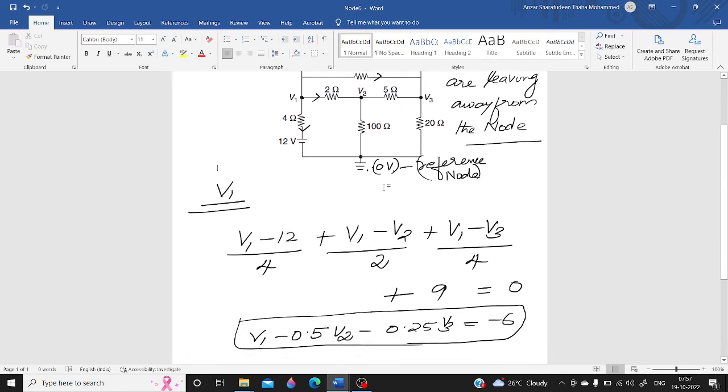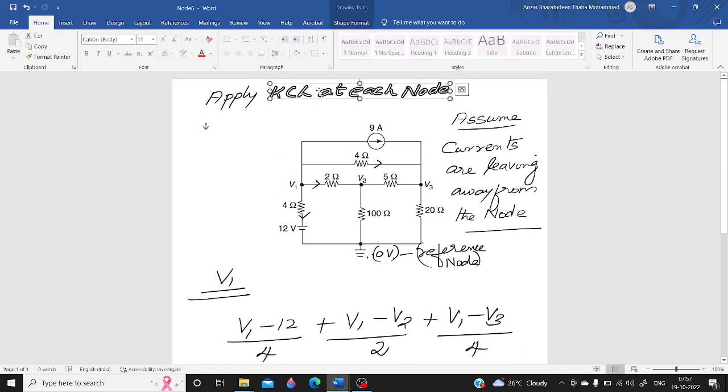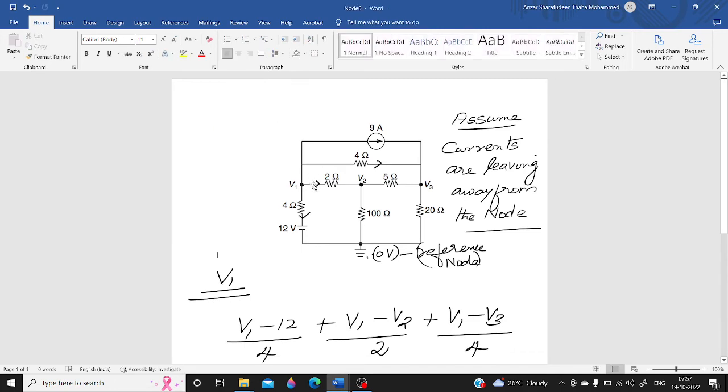Now let us consider the second node. Let me apply the KCL equation for the second node. The second node is V2, and I assume that all the currents are leaving away from the node.